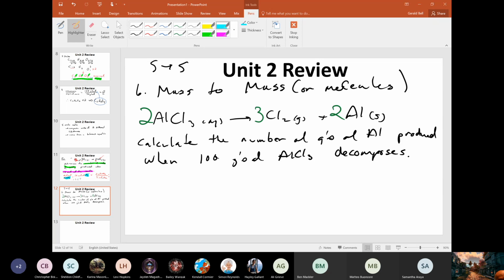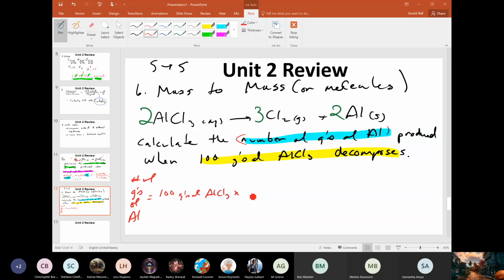So perhaps some hints that this is a 3-step question is we're after the number of grams of aluminum, and then we're given 100 grams of a different substance. So we're talking about masses here. We've got 2 different substances going on. So this is going to be 3 steps. So I like to set this up ahead of time. Now, first thing I'm going to put is this number of grams of Al. And then I'm going to set that equal to my 100 grams of AlCl3. And then I'm going to do 3 of these.